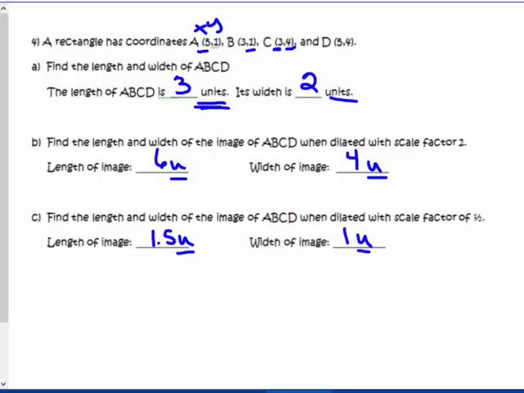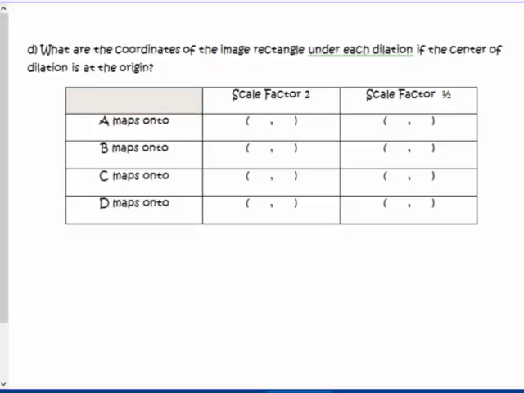And then part D, what are the coordinates of the image of the rectangle under each dilation with center of dilation at the origin? So what if it had a scale factor? You're still going with the original, the length, right? The length was 3 and the width was 2. Now what if the scale factor is 2 and what if the scale factor is 1/2?